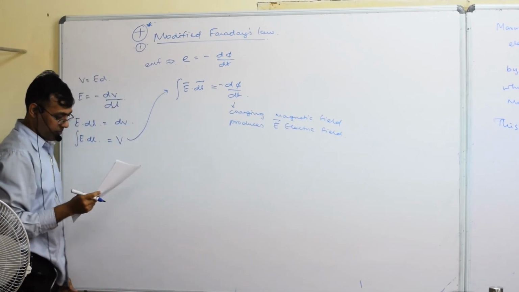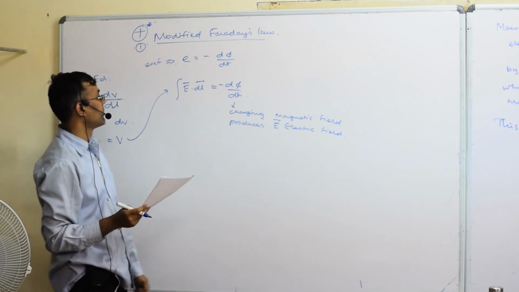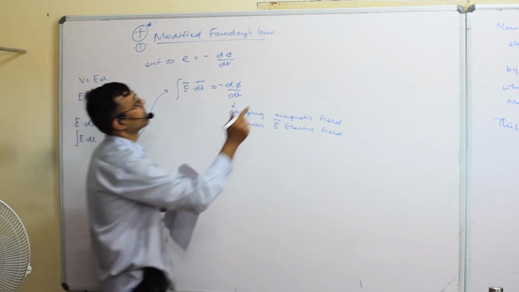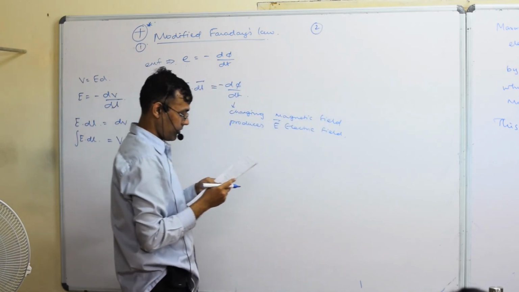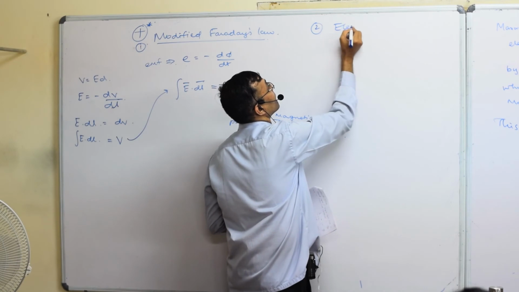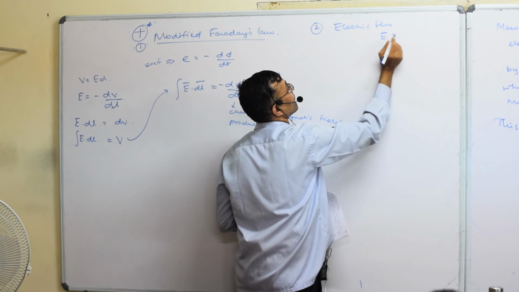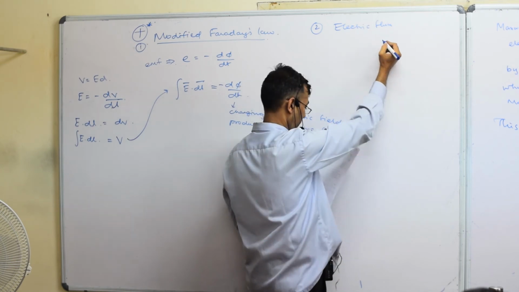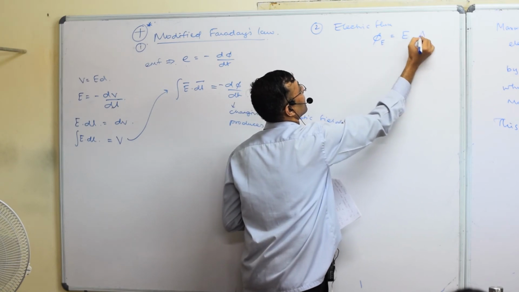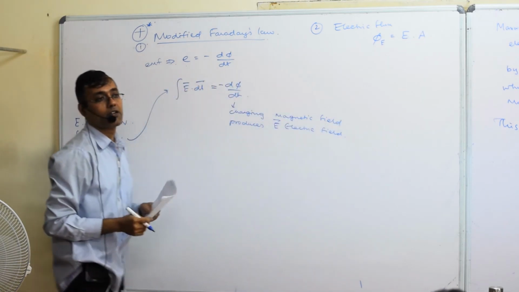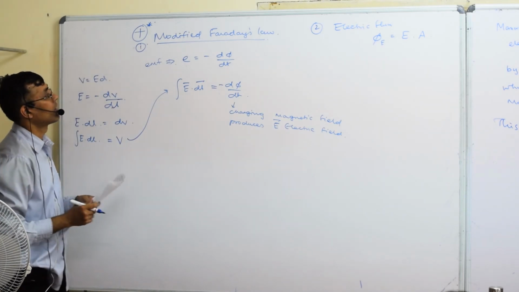Second part is... the derivation is actually very simple, but it's a bit lengthy. Let's see. So the second one would be electric flux Φ_E is equal to E·A. You know this, right? Electric flux is nothing but electric field times area. That is what is called electric flux.